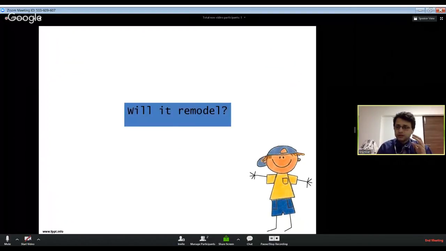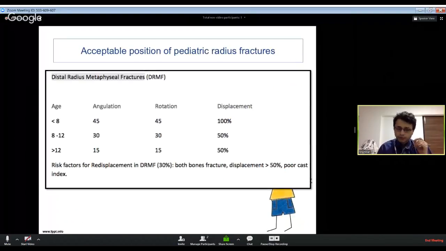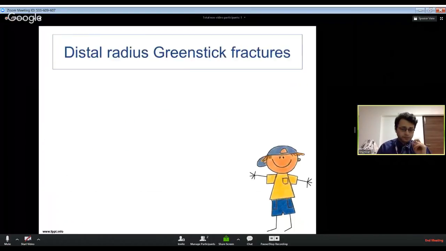The good thing is this remodeling which is possible in childhood. Will it remodel? Well, there is a great chance of remodeling in distal radius fractures. Less than 8 years, as much as 45 degrees of angulation can remodel over time. However, you should remember that as the age advances, the amount of angulation which can be accepted is much less.